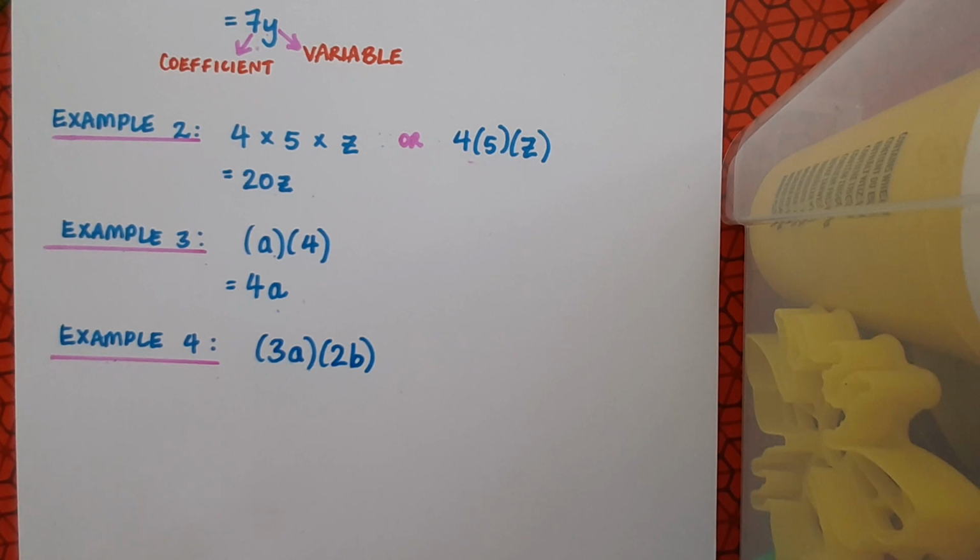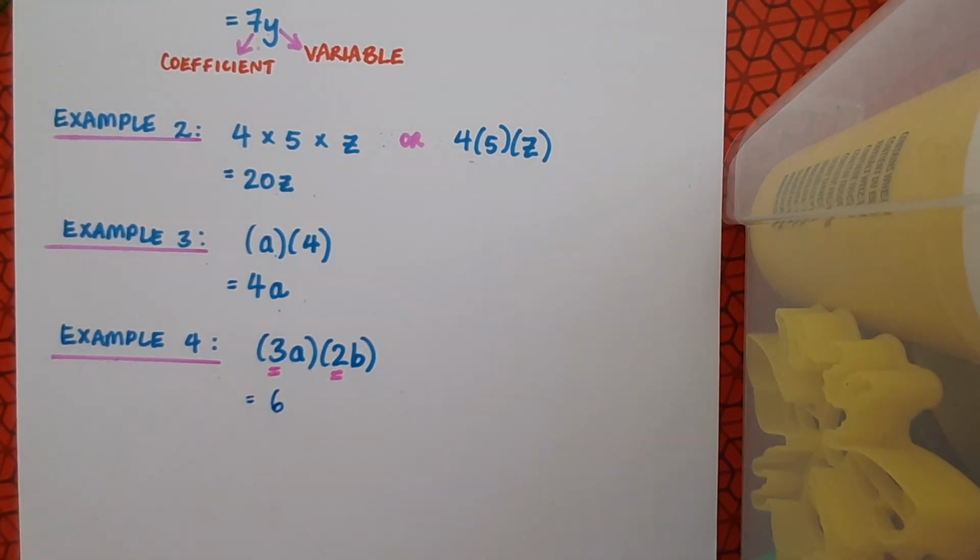In example 4, I've got 3a multiplied by 2b. Again, don't forget the brackets just indicate multiplication. In order to work this out, I should start by multiplying my coefficients together. So I'll multiply 3 by 2, which will give me 6. And then I'll just run the variables together at the end. Running coefficients and variables together in this way is another way of showing that they're multiplying together. So the a and the b here are multiplying together because they're being written next to one another.